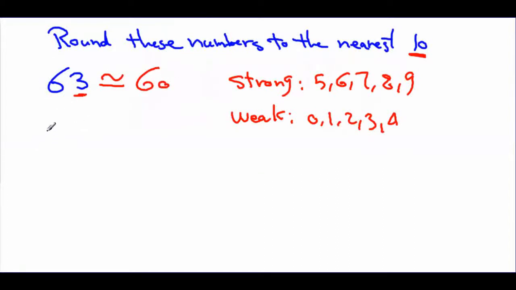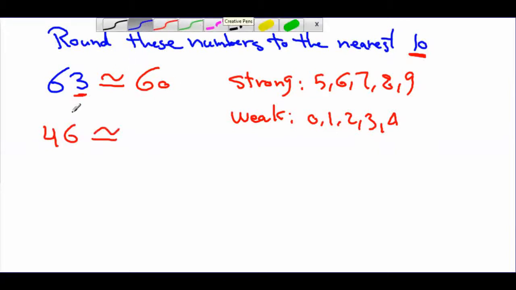What about 46? Round it to the nearest 10. I will look at the units. 6. 6 is a strong number. So if it is strong, I will move to the next multiple of 10. After 40 here, I should go to 50. So 46 rounded to the nearest 10 is 50.